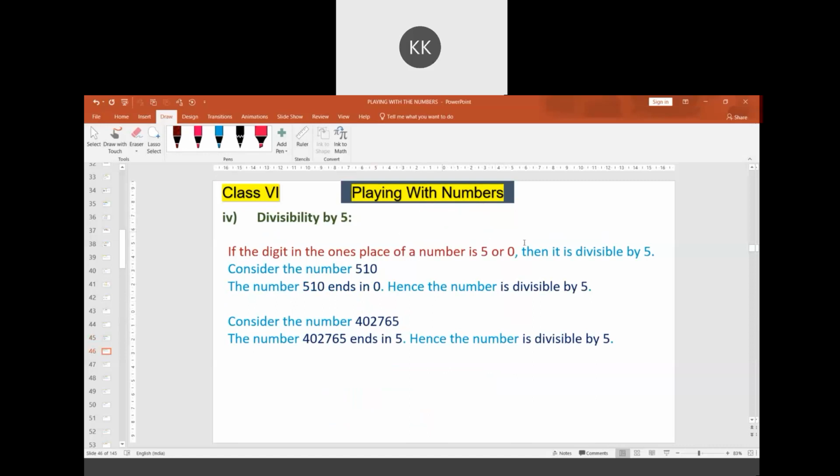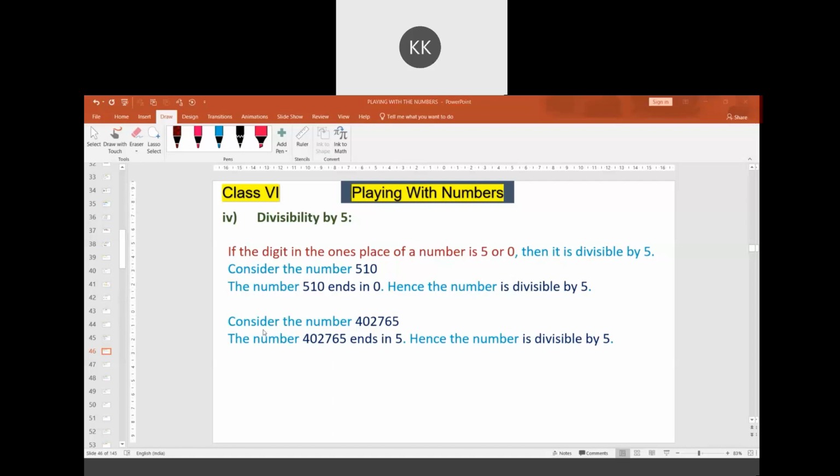Moving further, divisibility by 5. If the digit in the ones place of a number is either 5 or 0, then the number is divisible by 5. If you take 510, it is divisible by 0. Sorry, it is divisible by 5.